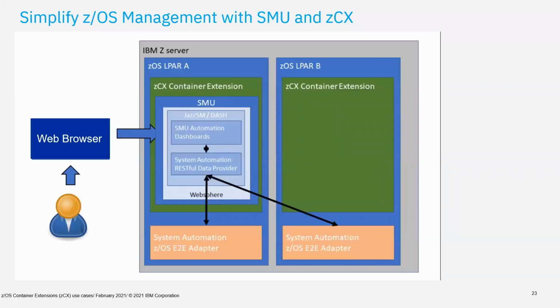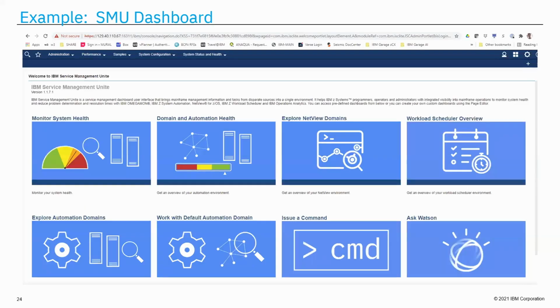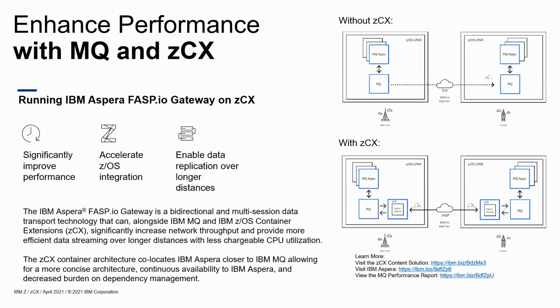From a web browser, I can now monitor multiple LPARs and have a lot of the capabilities of OMEGAMON, NetView, and system automation all through the SMU automation dashboards. It's a very powerful function. You get something that looks like this. As you can see, this is running on my zCX right now. I have Service Management Unite with all these panels where I can do administration and monitoring of z/OS through this powerful set of functionality. So again, another use case for zCX.